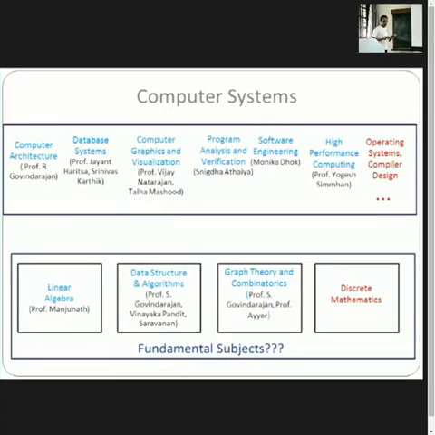So we had a few talks. One was by Professor Govind Rajan on architecture, Professor Haritsa and Srinivas Karthik on database systems. We had a talk on computer graphics as well. And these two, I would club them together, program analysis and verification and software engineering, as a single group. And we had high performance computing by Dr. Yogesh Simmhan. And there were a few things like operating systems and compiler design which we couldn't cover.